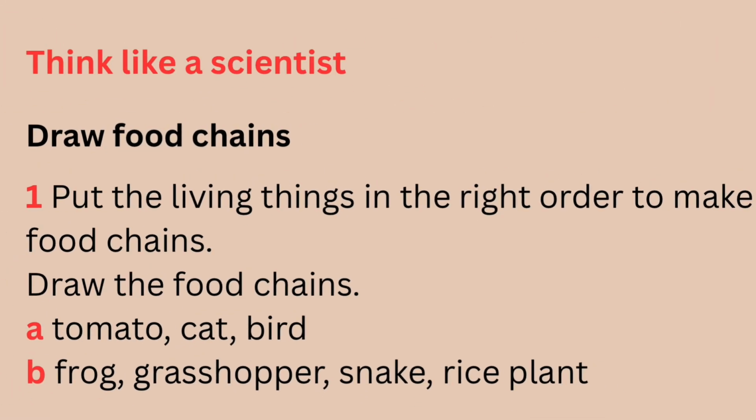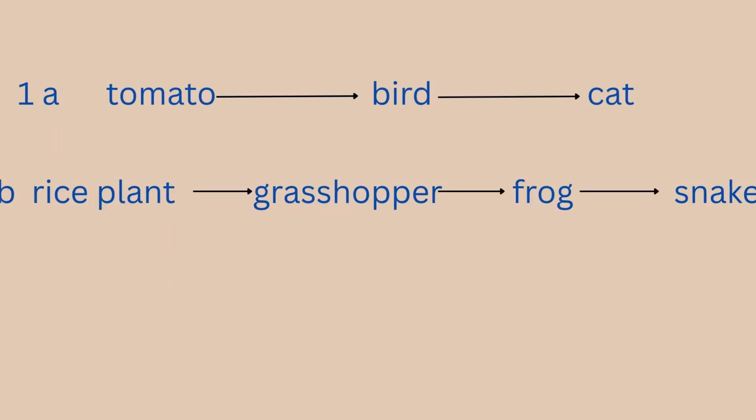Think like a scientist. Draw food chains. Question number 1. Put the living things in the right order to make food chains. Draw the food chains. Question A. Tomato, cat, bird. Can you draw the food chain? Let's look at the answer. So, tomato will be eaten by the bird and the bird will be eaten by the cat.